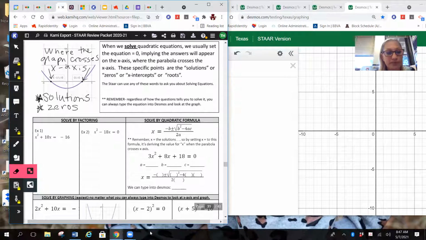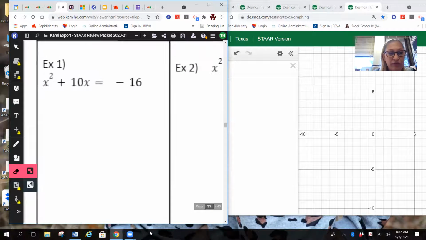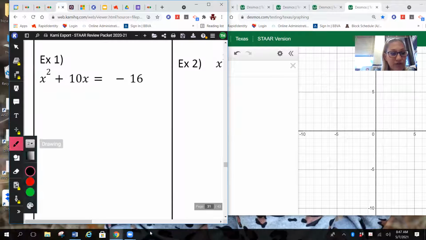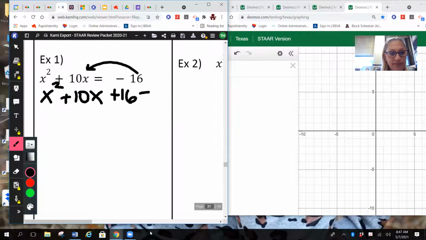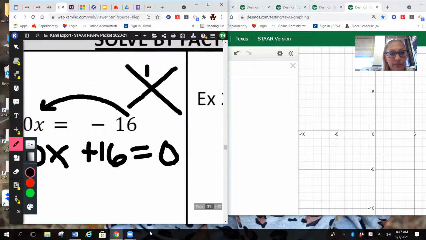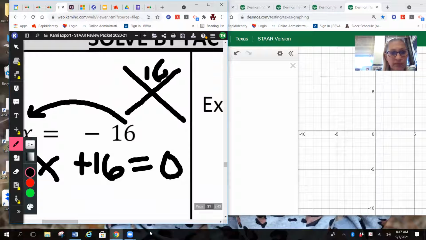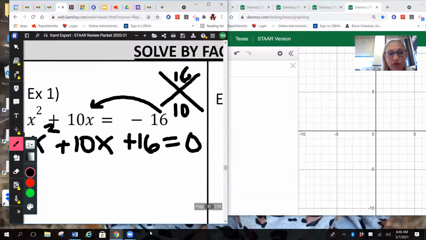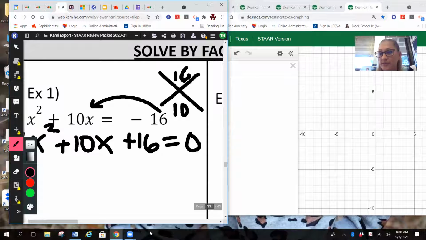So for number 1, we're going to solve by factoring. And when we solve by factoring, we're going to get it all on one side of the equation. So all I'm going to do is add 16 to this side. Now I'm going to draw my x, and I know that 1 times 16 is 16. And then the middle number is 10. So what multiplies to 16 and adds to 10?